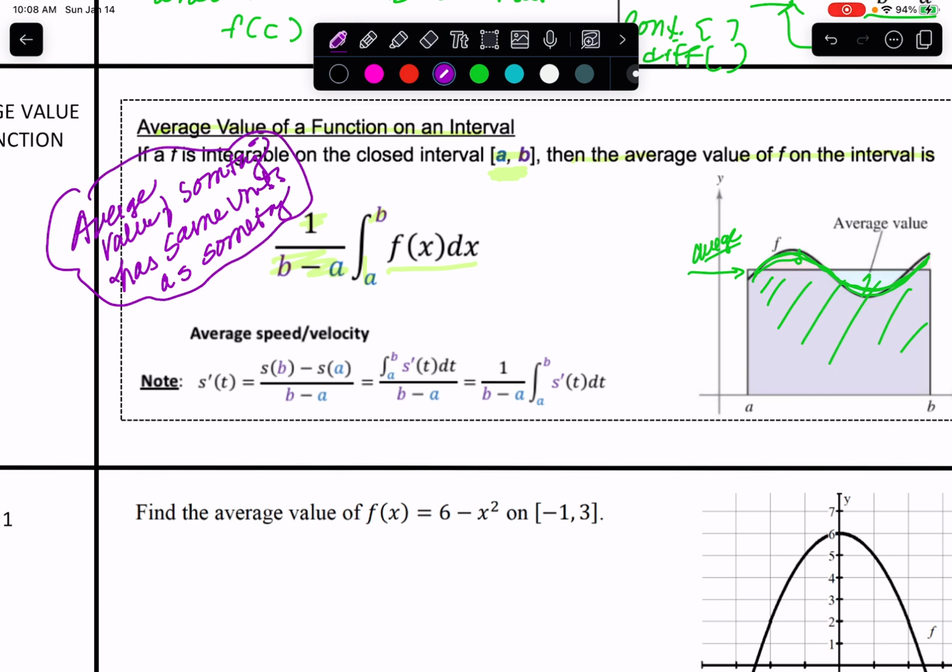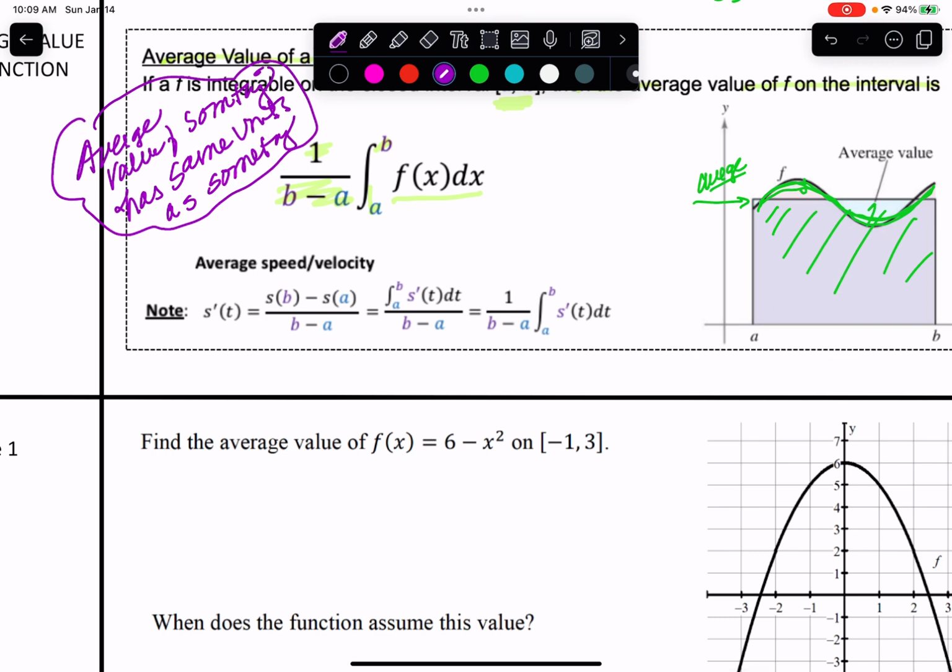If you take the average rate of change, you're going to get a rate. If you take the average value of something, you get whatever it started with back. If you take the average rate of change of velocity, it's going to be feet per second squared, because velocity is feet per second and the average rate of change of that is feet per second squared. But if I take the average value of velocity, I just get feet per second back. I hope that is clear, or it becomes clear.